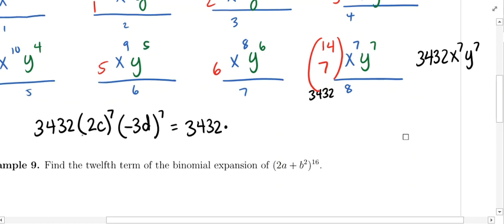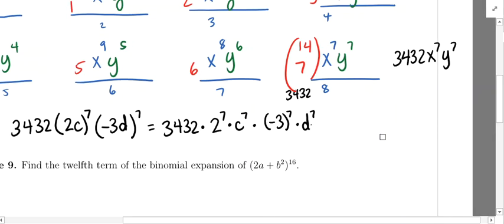This is going to be 3,432. When you look at this next piece, the 2 is raised to the 7th power as well. It's the entire quantity 2c being raised to the 7th power. So this is going to be 2 to the 7th times c to the 7th times, and then when we get to the negative 3d raised to the 7th power, the negative 3 has to be raised to the 7th power, as does the d. Now we basically need to simplify the numbers here and we will be done.